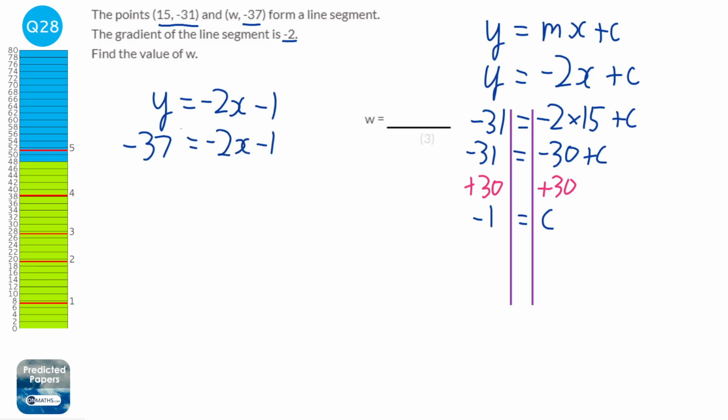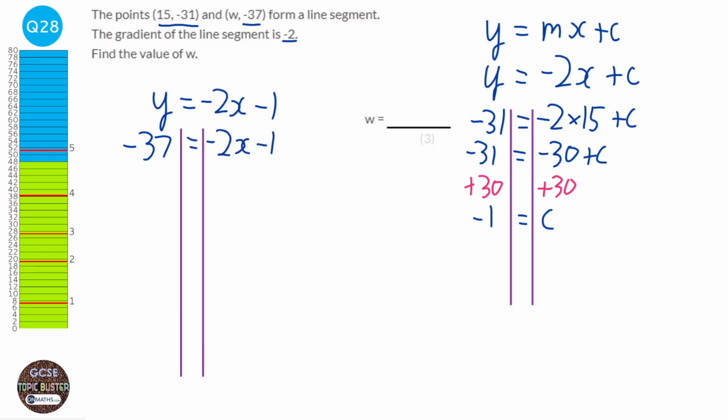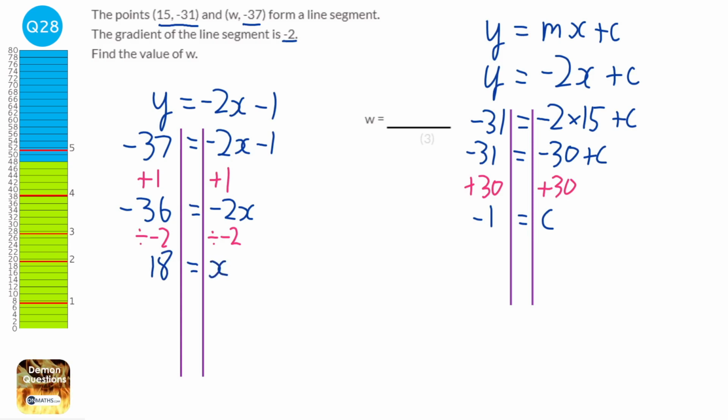So let's get our solving lines in. Okay, so the first thing I'm going to do is add 1 to both sides. And so it would be minus 36 equals minus 2x. I'm going to now divide everything by minus 2. And a negative divided by a negative is positive. 36 divided by 2 is 18. And then obviously that gets rid of the coefficient of the x, so it's just x. So x equals 18. So the x value is 18 and the x value is the w value.